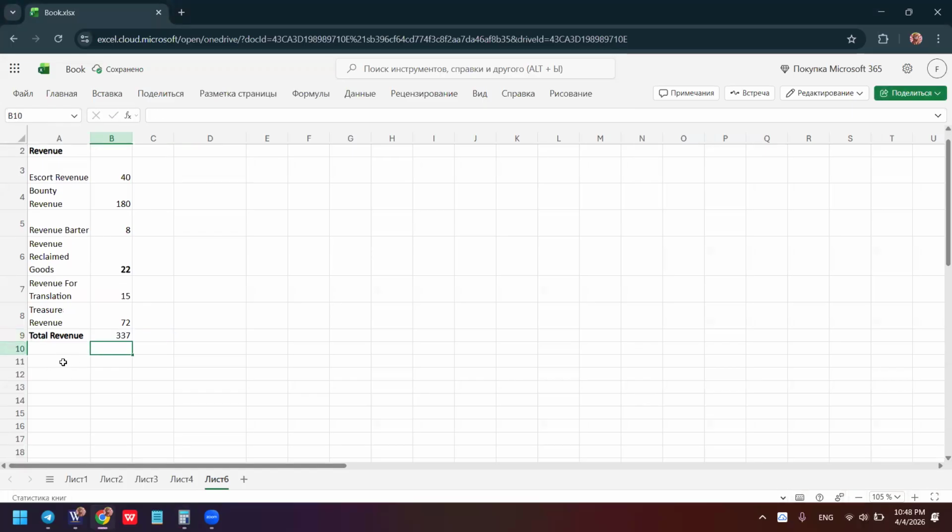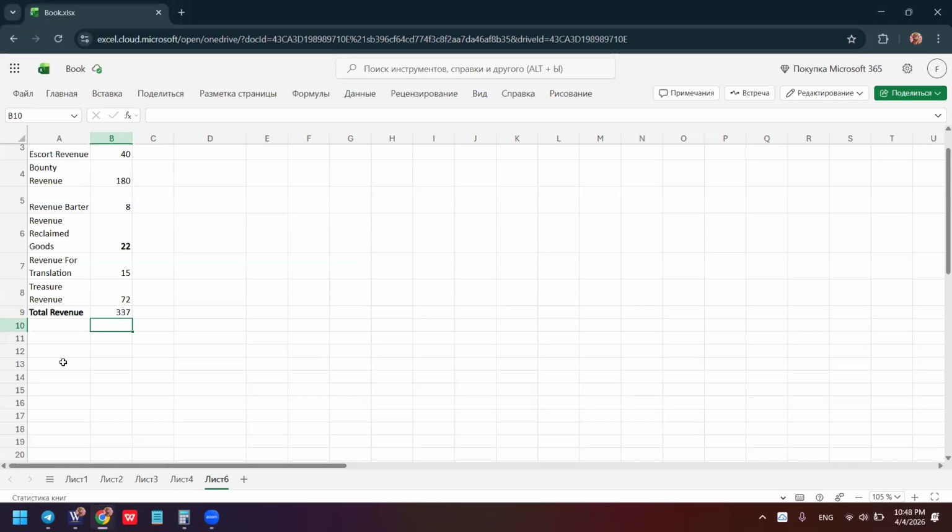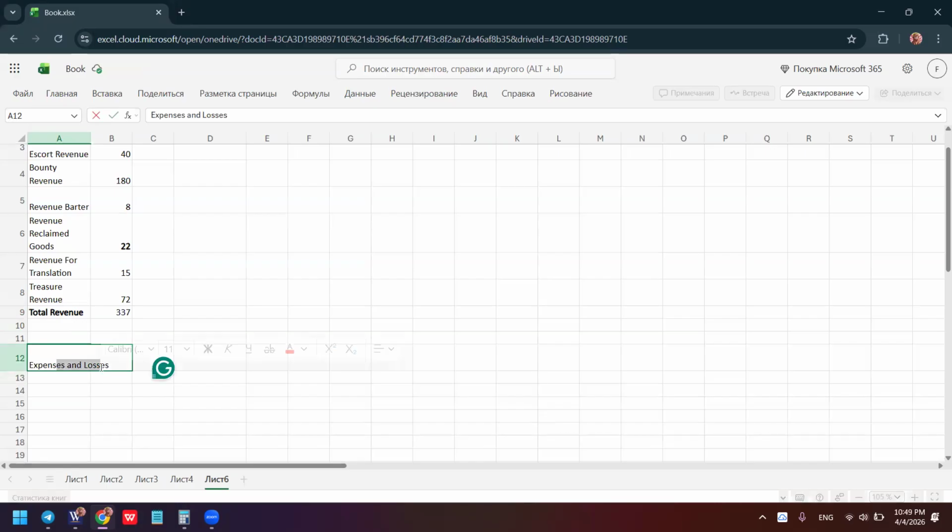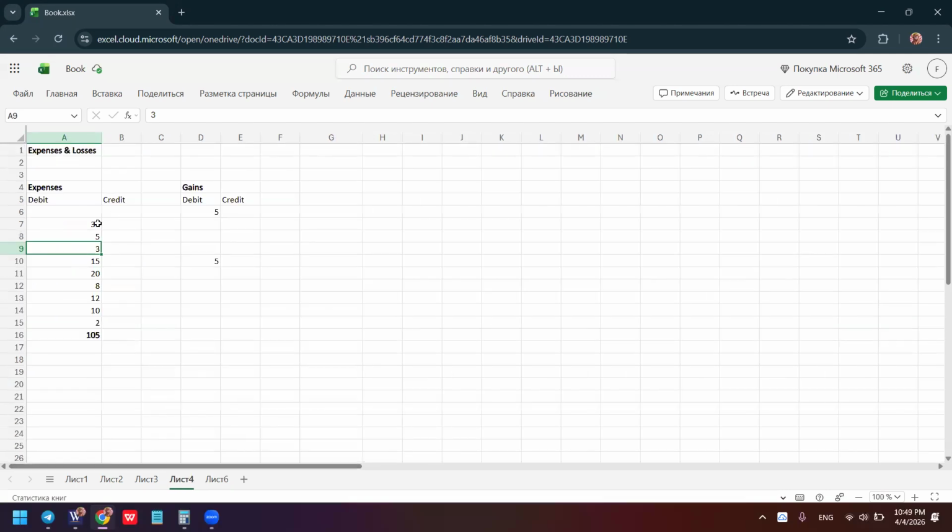Wonderful. So the next thing that we will do is calculate the expenses and loss account. Basically we will be deducting this one. Expenses and losses. So let's make it bold. Here, first of all, it's in this one. So first things first, we go with this one. It is 30. What was it for?